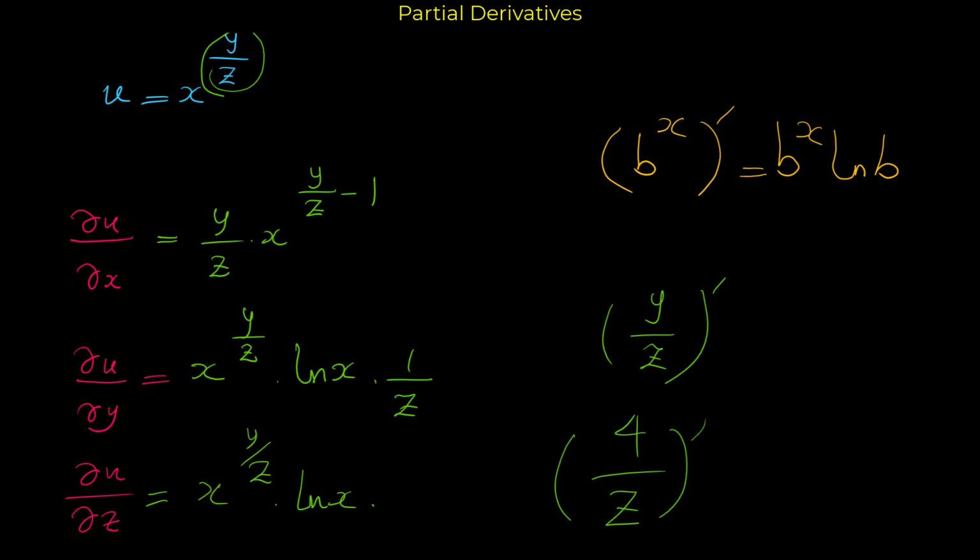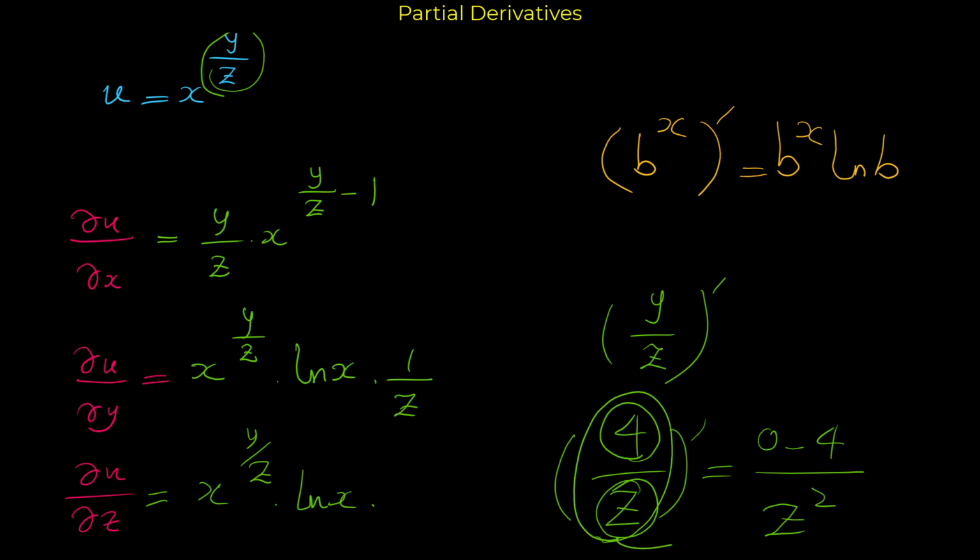You can move z to the top and write as 4z to the negative 1 and use power rule, or use quotient rule. Derivative of this based on the quotient rule would be derivative of the top, which is 0 times the bottom is 0, minus derivative of the bottom, which is 1 times 4, negative 4 over z to the 2. If the derivative of 4 over z is negative 4 over z to the 2, what would be derivative of y over z with respect to z? It would be negative y over z to the 2.